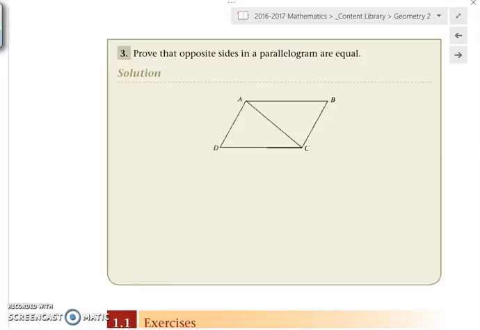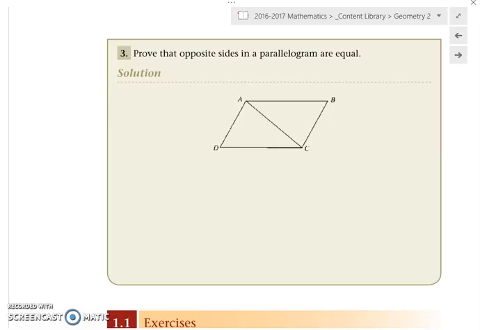Okay, we're proving that opposite sides in parallelograms are equal. So we can't assume they are just because it is true. So we have to prove that they're equal. So we're going to just draw a parallelogram.